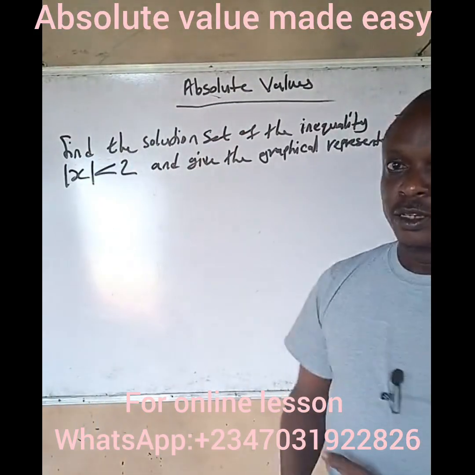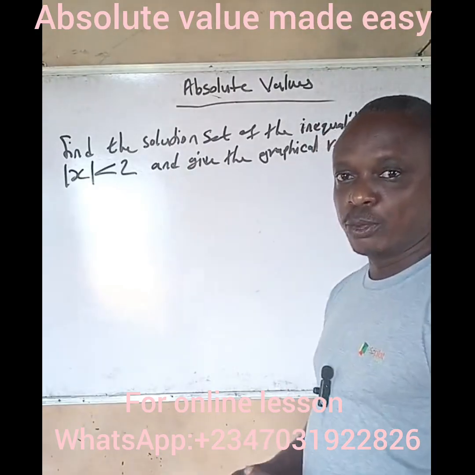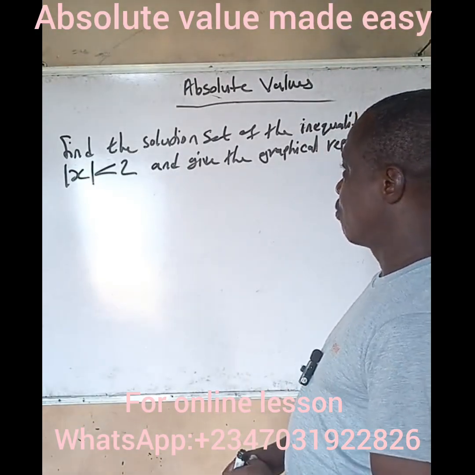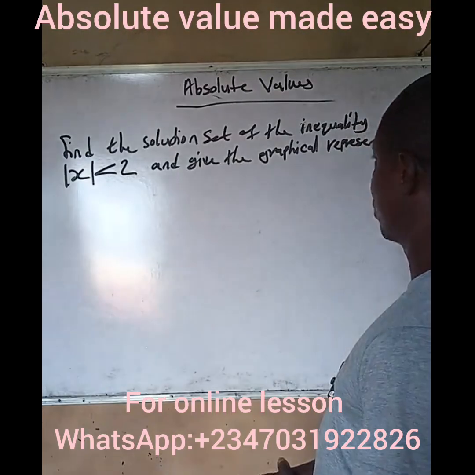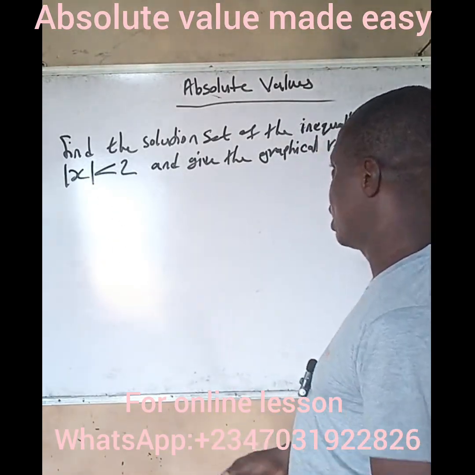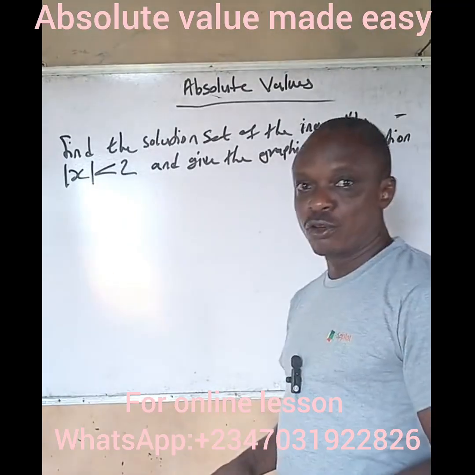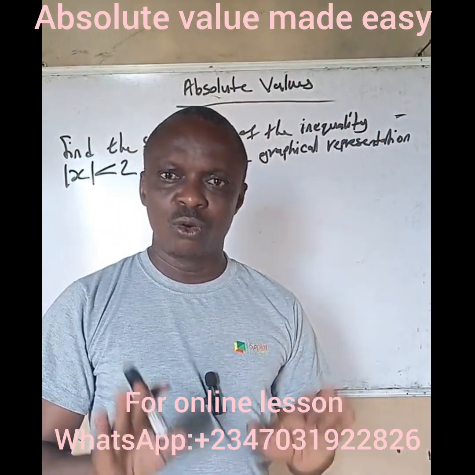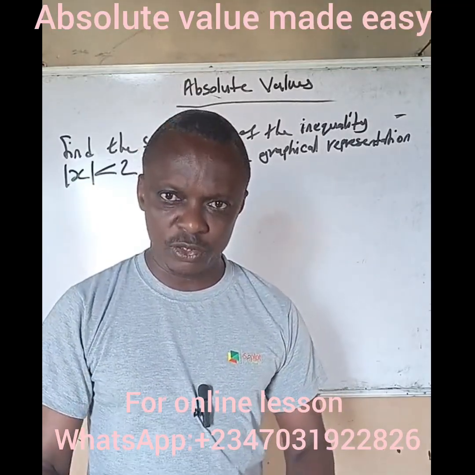All right. Going by the explanation of absolute values that we just looked at, let's look at this example. Find the solution set of the inequality: the absolute value of x is less than 2. And we have to also give the graphical representation. Now, it is very easy. What did I say you do first?